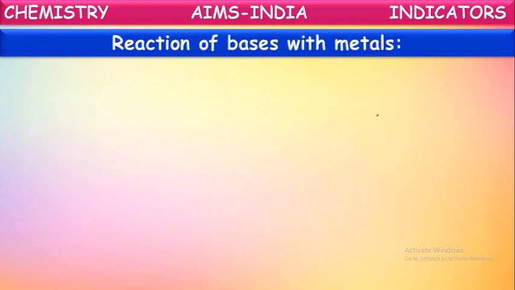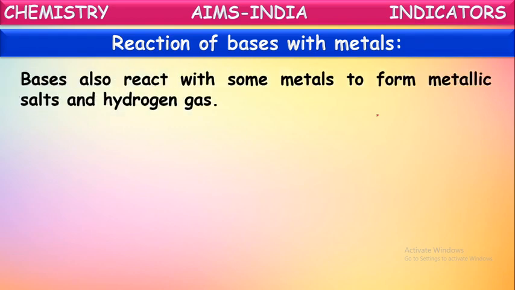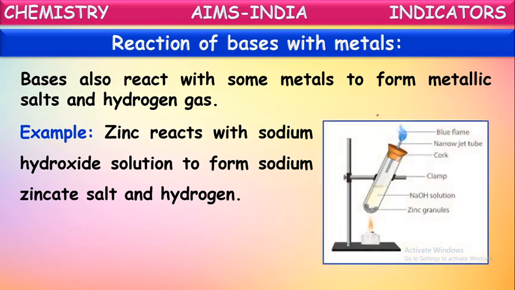Now let us see the reaction of bases with metals. How do bases react with metals? Bases also react with some metals to form metallic salts and hydrogen gas, but not all bases. Some bases react with metals and form metallic salts and hydrogen gas. For example, zinc reacts with sodium hydroxide solution to form sodium zincate salt and hydrogen gas.